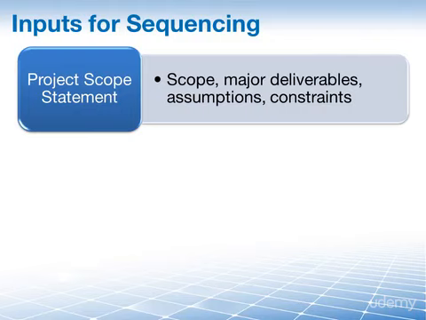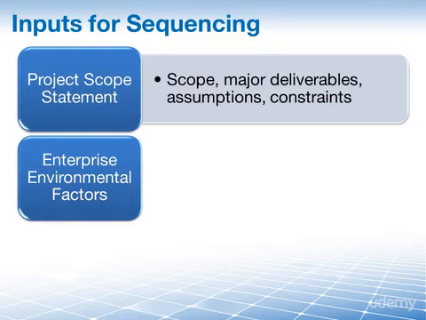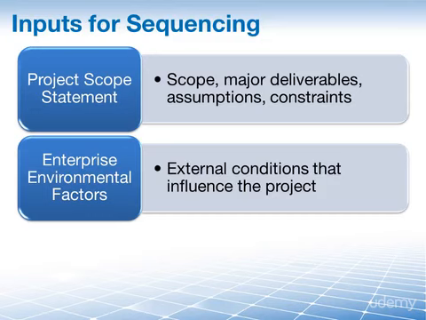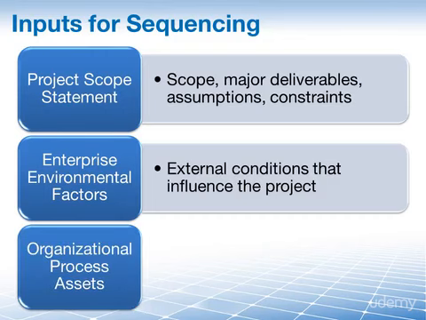The next two inputs, they don't actually come to us from any processes. They're more surrounding our project, our organization, and what we do. You guessed it, enterprise environmental factors, and then of course the organizational process assets as well. So when it comes to enterprise environmental factors, these are conditions that are not under the immediate control of the team, that influence, constrain, or direct the project, program, or portfolio when it comes to sequencing our activities. And yes, organizational process assets at the end.